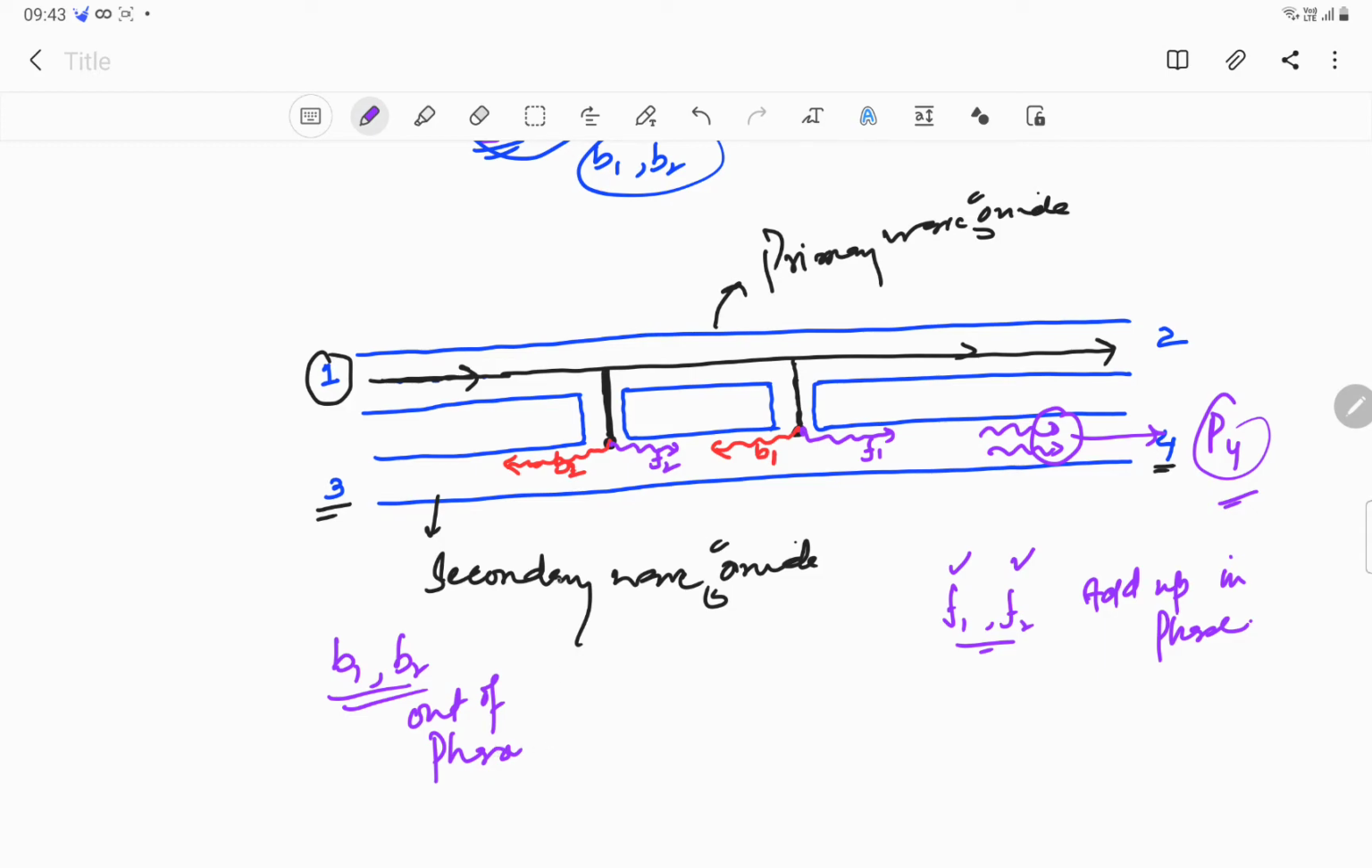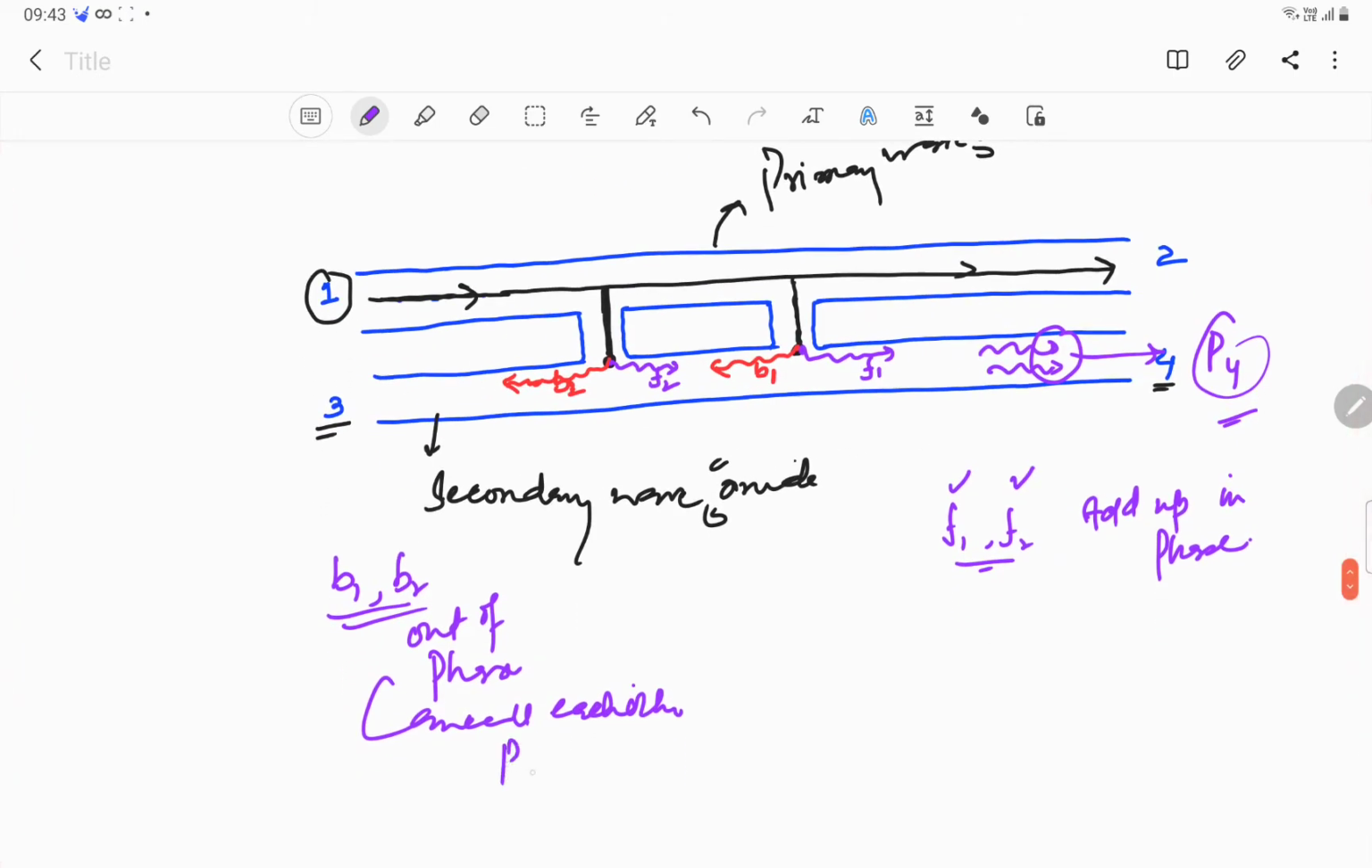When they are out of phase, they cancel each other, so that there is no power received at port 3. These add up, F1 and F2, and we receive some power at port 4. Now let us see how the phase difference between the two waves B1 and B2 is 180 degrees so that they cancel out. So that's the point that we need to prove.